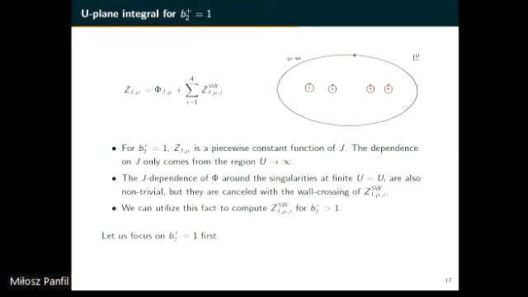This fact may sound like a technical detail, but it is actually very powerful because you can utilize it to compute the Seiberg-Witten invariant for an entire class of four-manifolds with b2 plus larger than one. I'm going to comment on this case at the end of the talk, but at the moment we will focus on b2 plus equal to one.